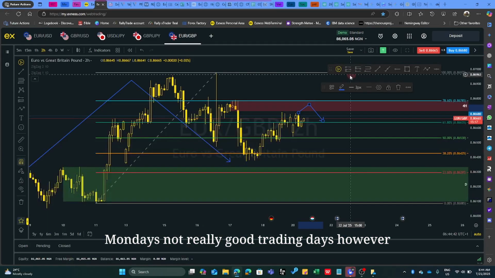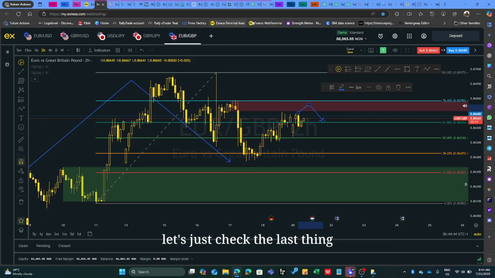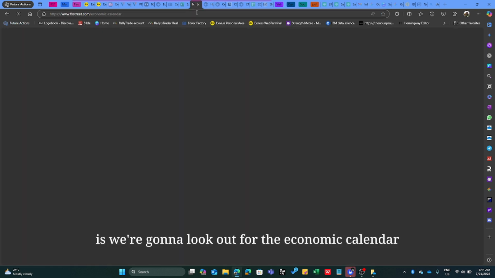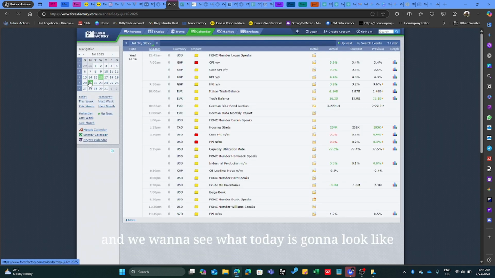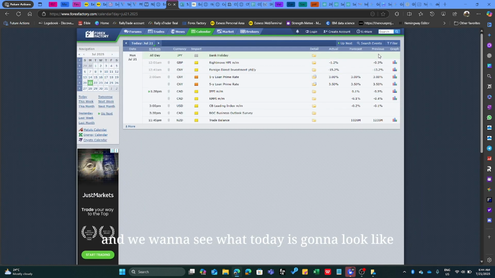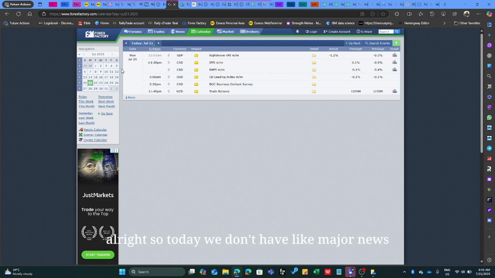Mondays are not really good trading days. However, let's just check the last thing, which is something fundamental: the economic calendar. We want to see what today is going to look like. All right, so today we don't have major news. Let's see what the week looks like.